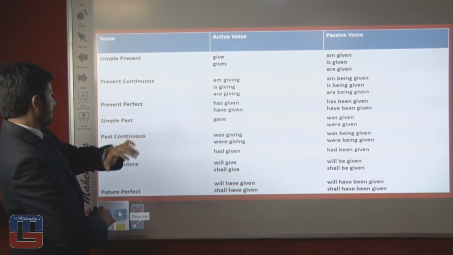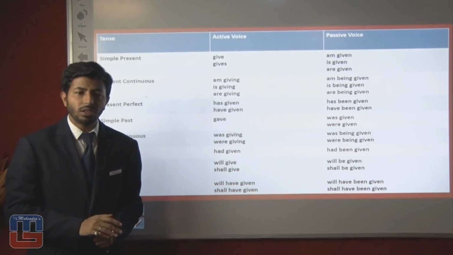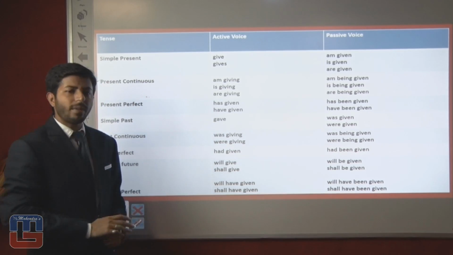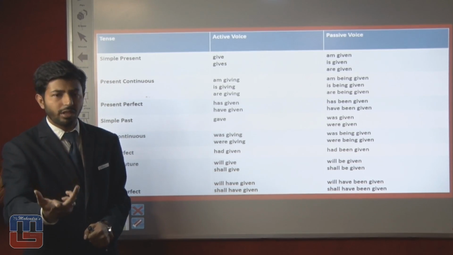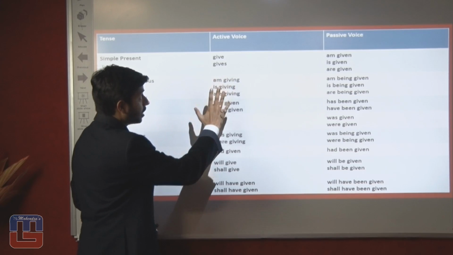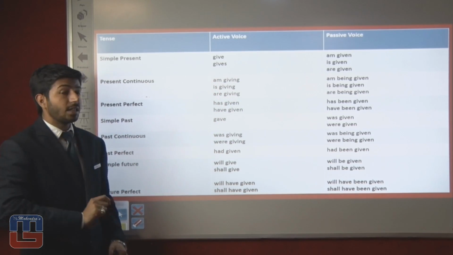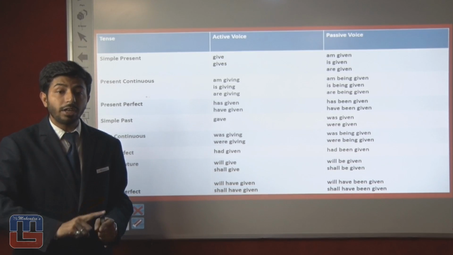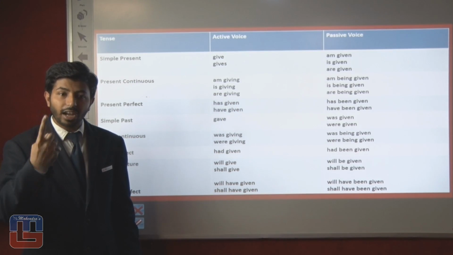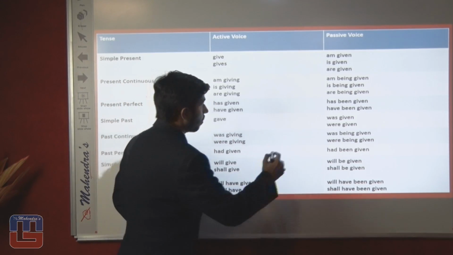Next, simple past. Simple past is very simple: the second form of the verb is used in the sentence. The subject takes the second form of the verb, whether the subject is singular or plural. He, she, or they all work with gave. Give is used in the active voice when the sentence is framed in simple past, and when we convert the sentence of simple past into the passive voice, what should we do? The very important thing is that we work with only a single form of the verb, which is the third form. So the third form of the verb, given, is used here.